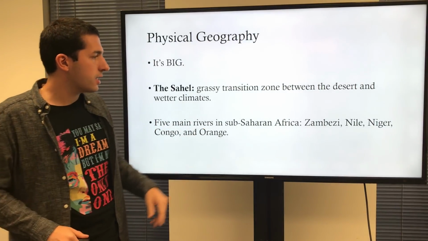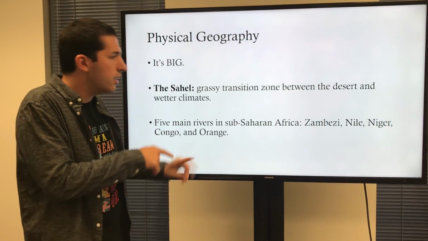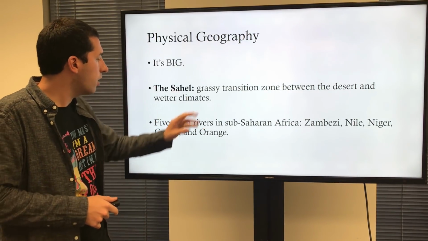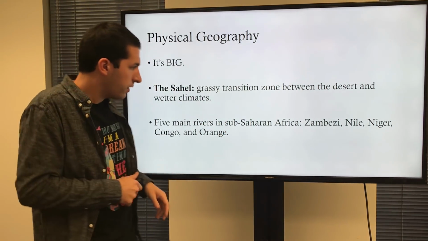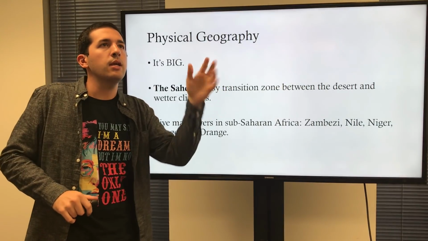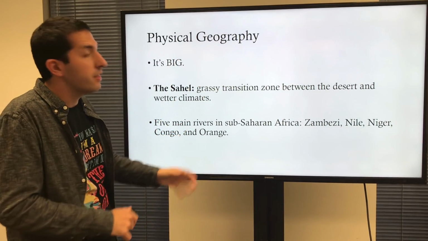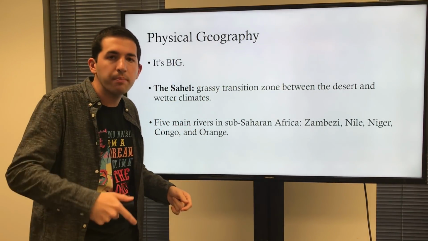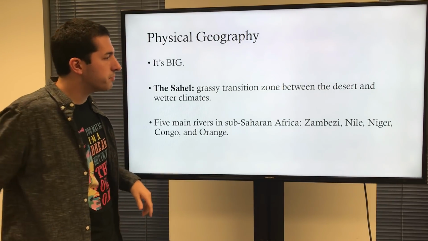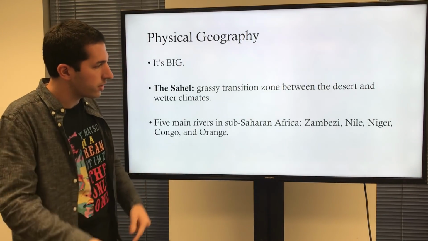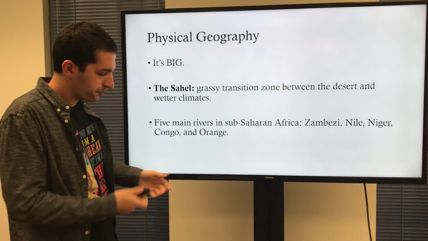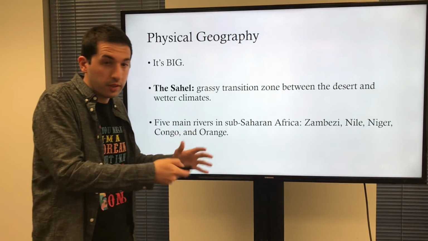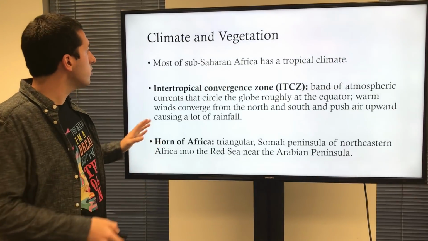5 main rivers in Sub-Saharan Africa, the Zambezi, the Nile, the Niger, the Congo, and the Orange. Orange being in South Africa, Congo being in, you guessed it, the Congo. Zambezi down in Southeast Africa. The Nile, we've already talked about it, running from the Sudan area up through Egypt, but South Sudan as well, which is a country in this region. And the Niger and the country of Niger. Again, these run through a couple different countries, but notably in those places.